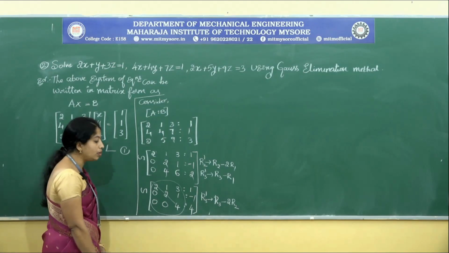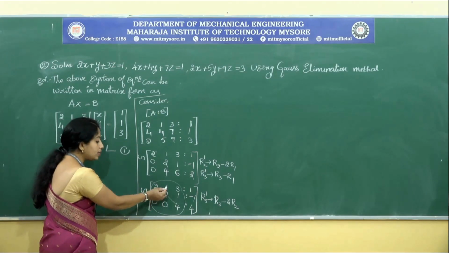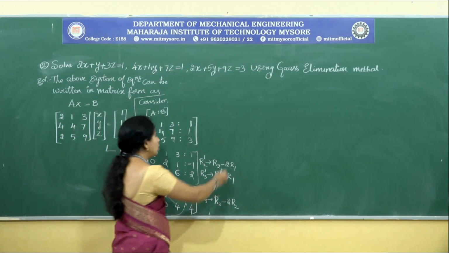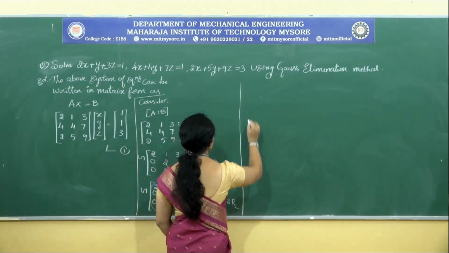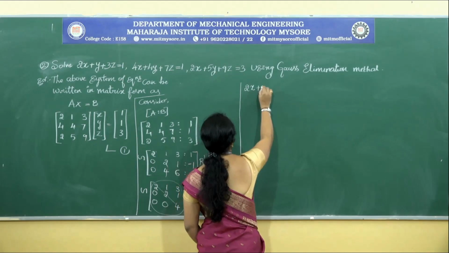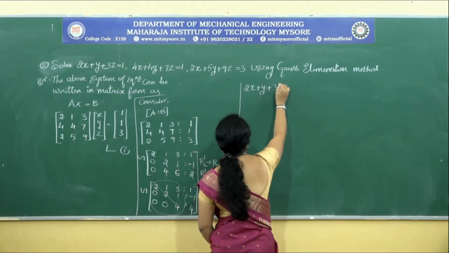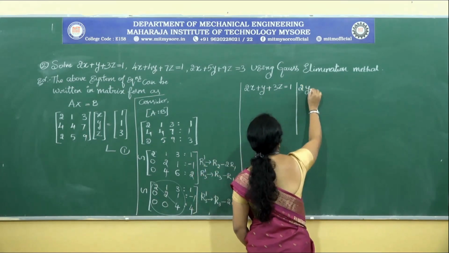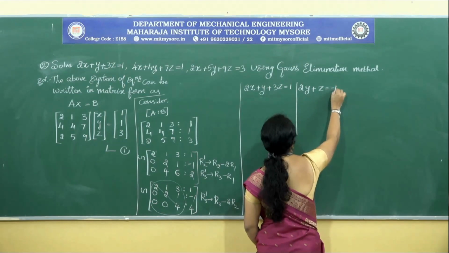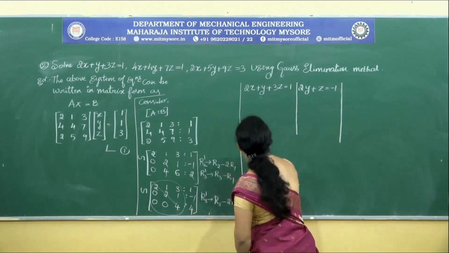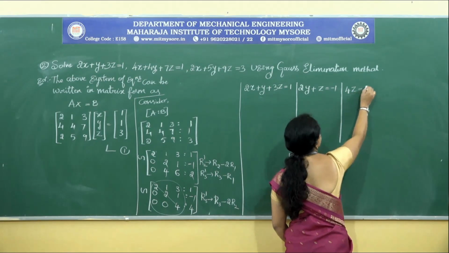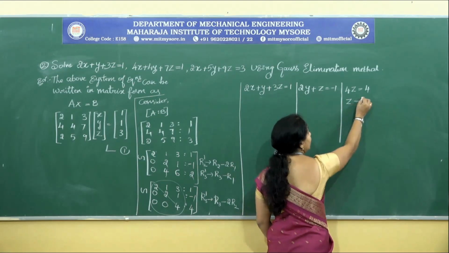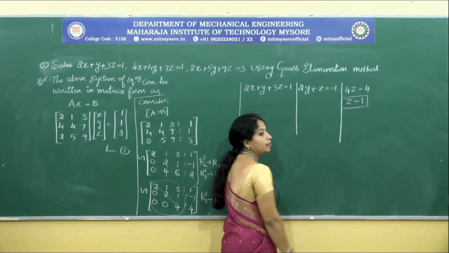Now to get the required solution, multiply this term by x, this term by y, this term by z, equate that to the constant matrix. Now you will get 2x plus y plus 3z equals 1. See the next one, 2y plus z equals minus 1. The last one is 4 times z equals 4. 4z equals 4 means you will get the value of z as equal to 1.